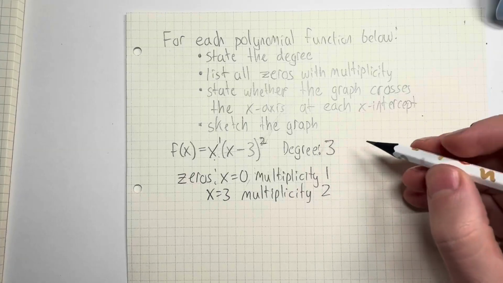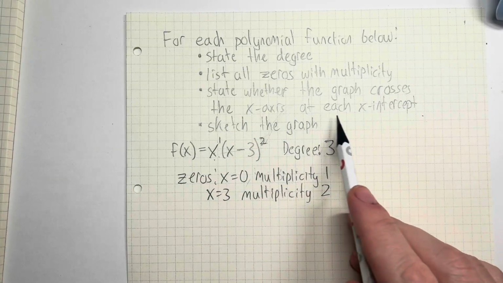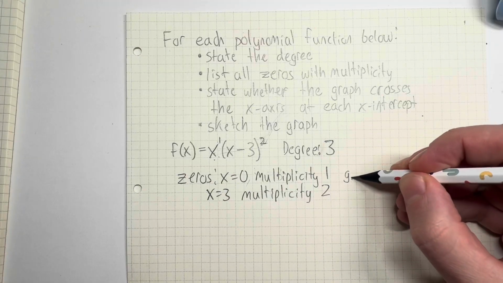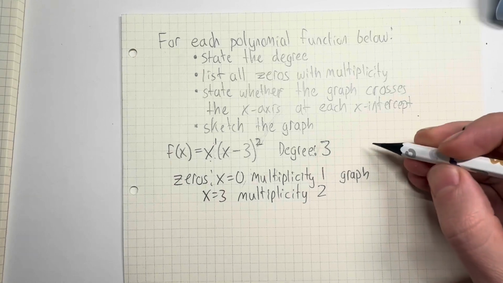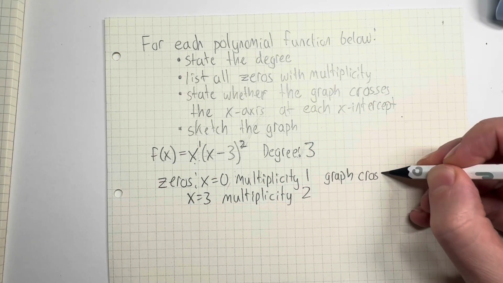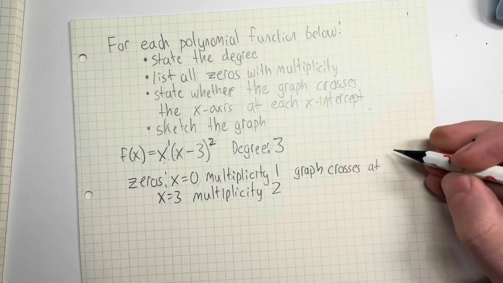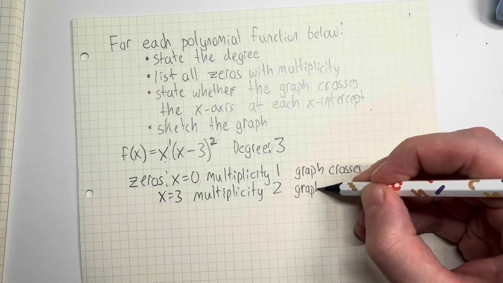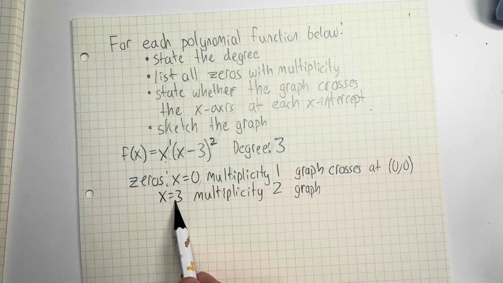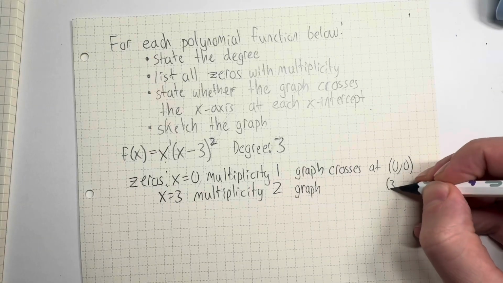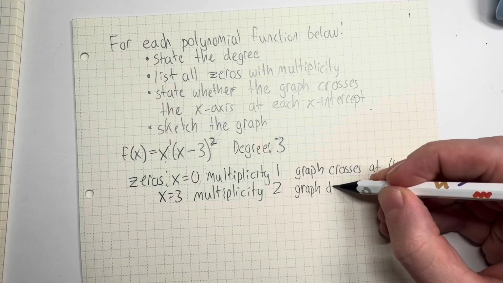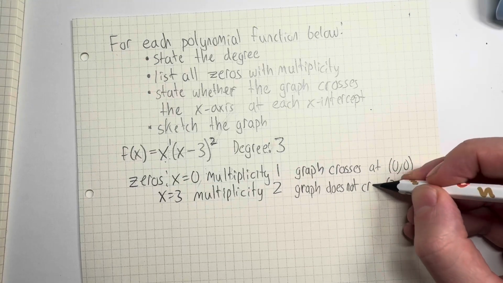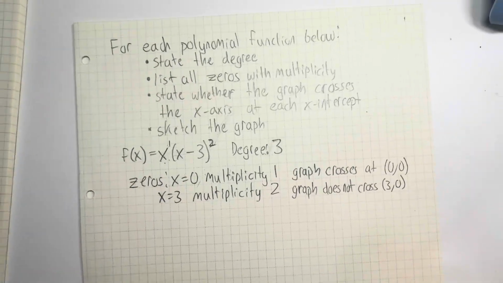So what does that tell us about whether the graph crosses the x-axis at each x-intercept? Well, that tells us we're going to have an x-intercept at 0, 0. And since the degree is odd, the degree is 1, the graph will cross at 0, 0. However, at the x-intercept that corresponds to this one, that'd be 3, 0, the graph does not cross, because if there's a multiplicity of an even number, the graph will not cross, it will only kiss.